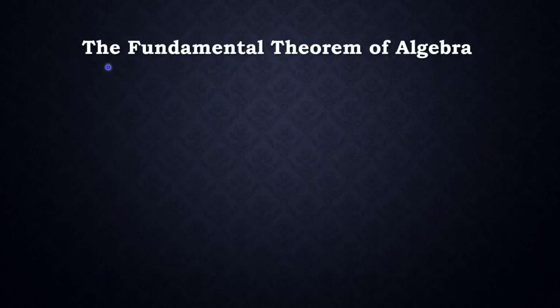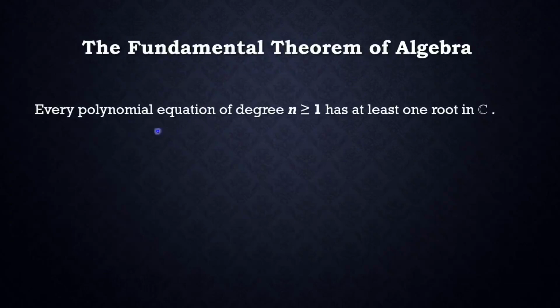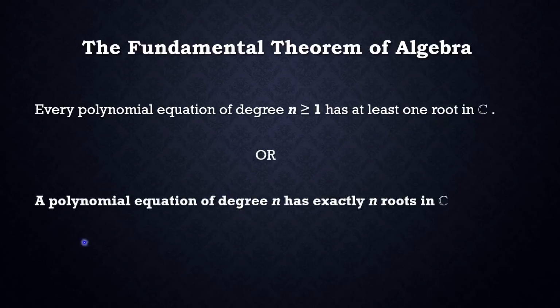Next we are going to see the fundamental theorem of algebra. Every polynomial equation of degree n greater than or equal to 1 has at least one root in C. That is, when a polynomial equation has degree greater than or equal to 1, definitely that equation has at least one root. Okay, C means complex numbers. Or, a polynomial equation of degree n has exactly n roots in C. That is, we already know that a quadratic equation has power 2, and if it is 2, definitely it has 2 roots. That is given here.